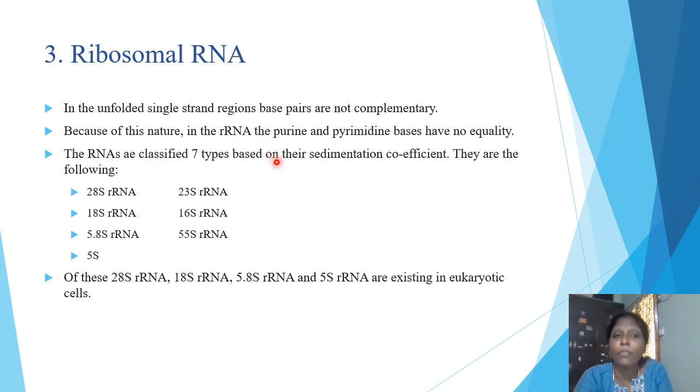The rRNAs are classified into seven types based on their sedimentation coefficient. They are the following: number 1 is 20S rRNA, number 2 18S rRNA, number 3 5.8S rRNA, number 4 5S rRNA, and then 23S rRNA, 16S rRNA, and 5S rRNA. The 20S, 18S, 5.8S and 5S rRNAs exist in eukaryotic cells, whereas the 23S, 16S and 5S rRNAs are present in prokaryotic cells.